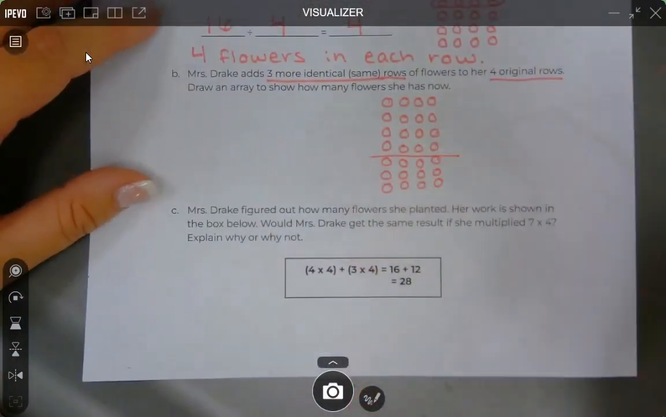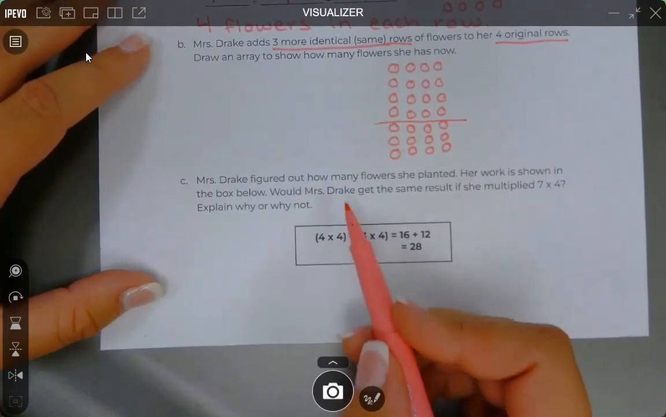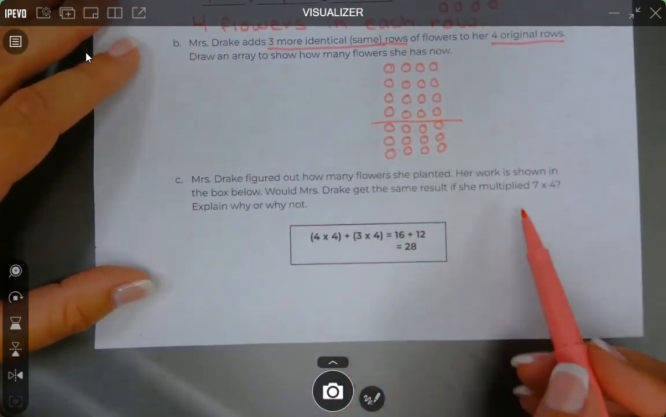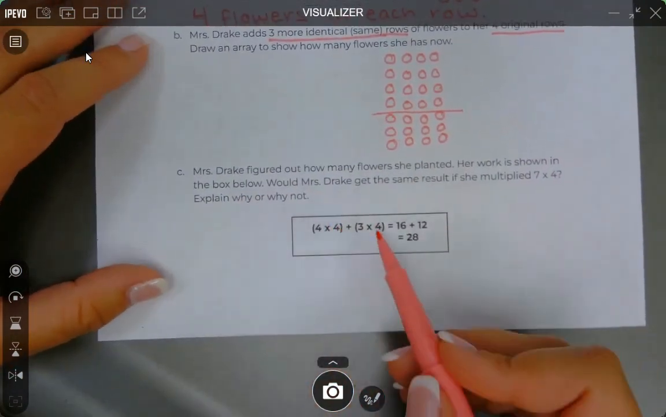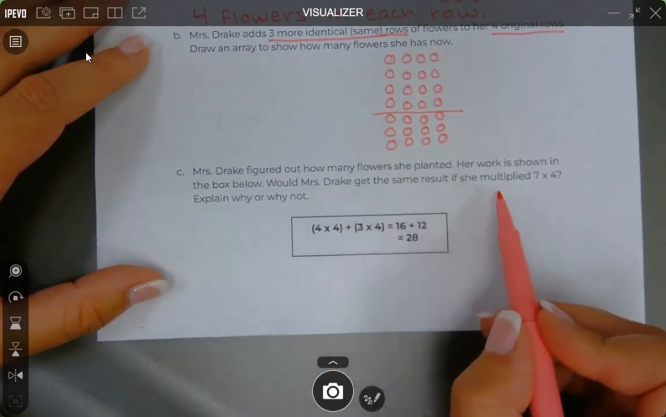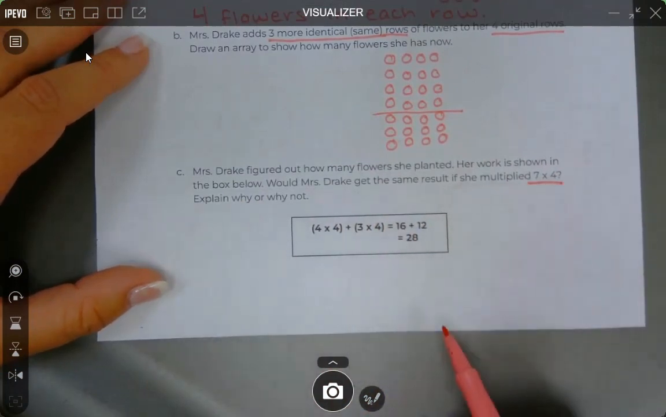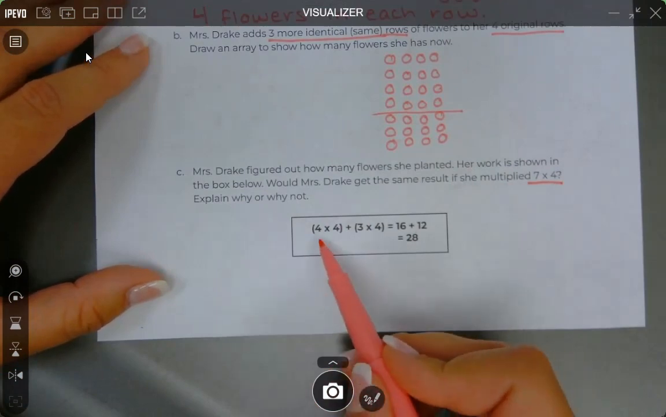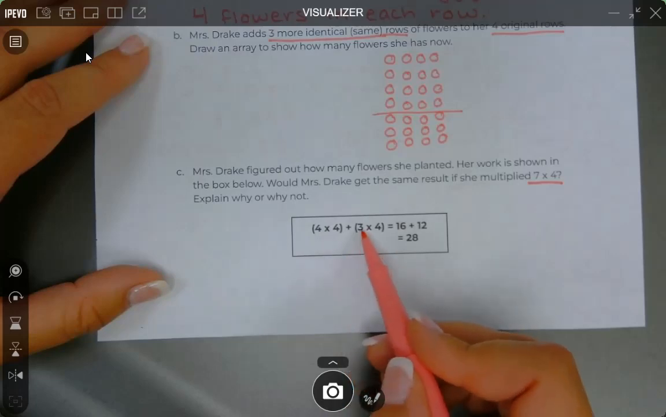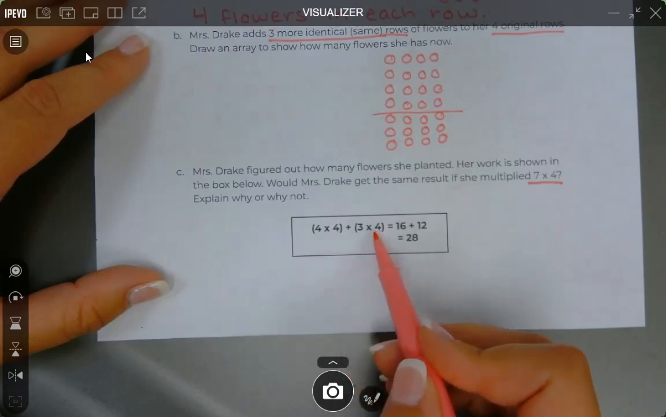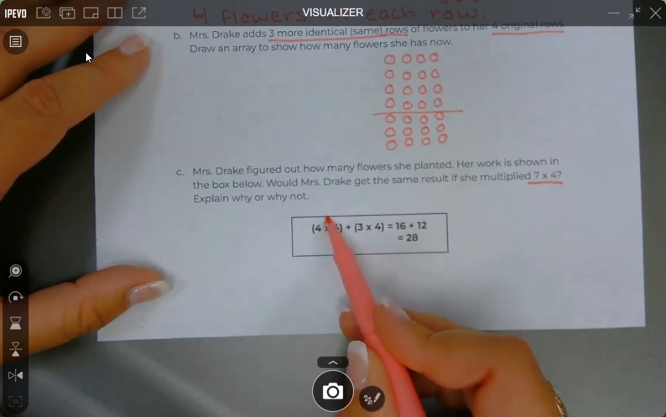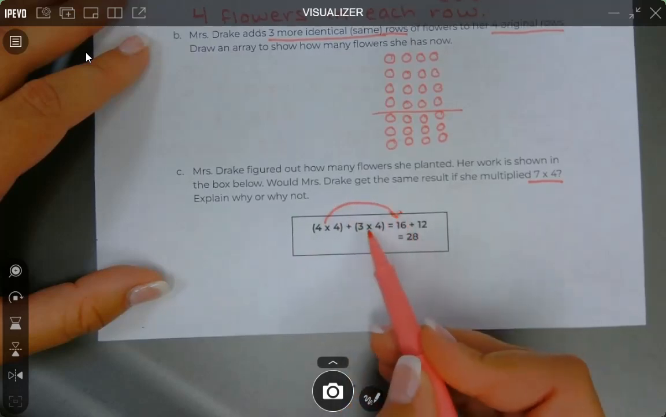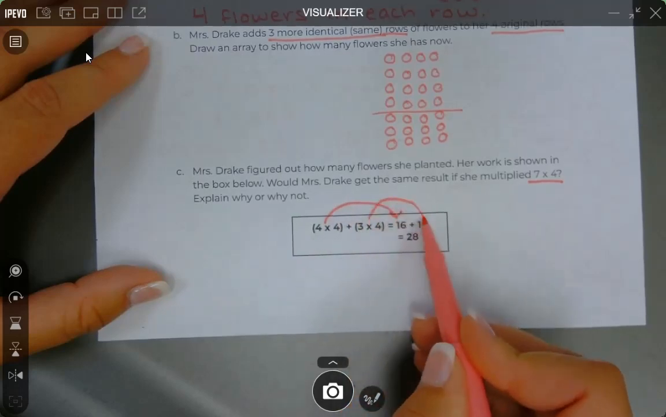Oops. Now it says, Miss Drake figured out how many flowers she planted. Her work is shown in the box below. Would Miss Drake get the same result if she multiplied 7 times 4? Explain why or why not. So let's look at Miss Drake's work. She did 4 times 4 plus 3 times 4. She says that her answer to 4 times 4 was 16, and her answer to 3 times 4 was 12.